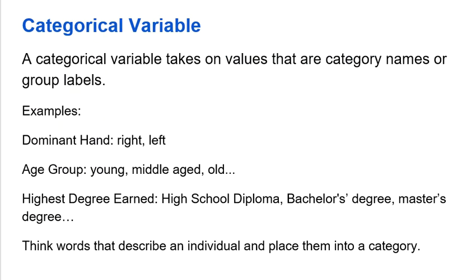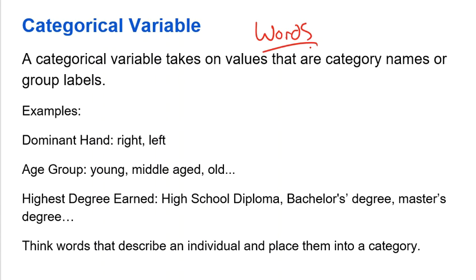A categorical variable takes on values that are category names or group labels. So typically when I'm thinking about a categorical variable, I'm thinking about words. If the answer to the question is a word, it's going to be a categorical variable. So obviously eye color, right? Blue, brown, green, hazel, silver. Those are all words. That's a categorical variable. It takes an individual and puts them into a category. So you're going to go into the blue-eyed category. You're going to go into the brown-eyed category.